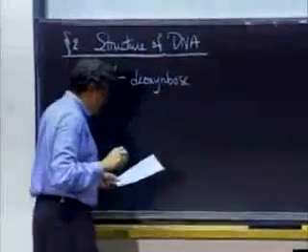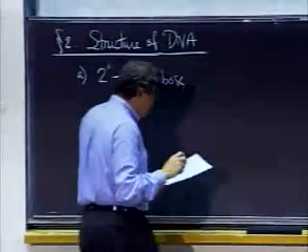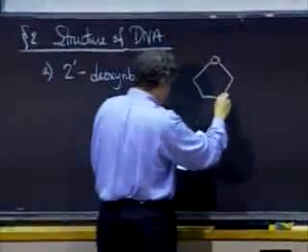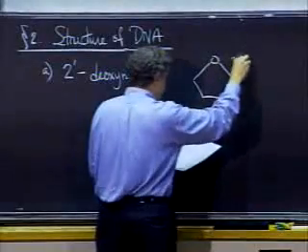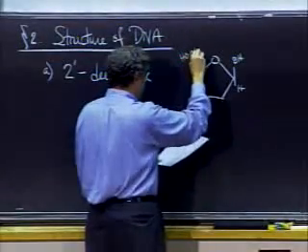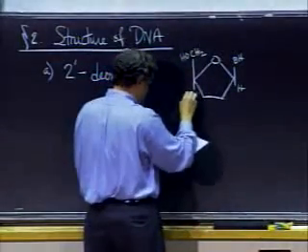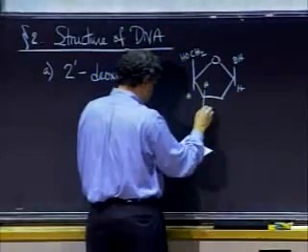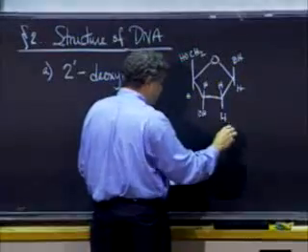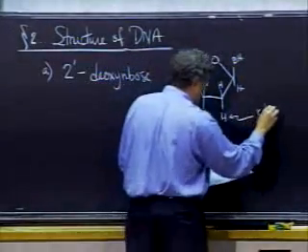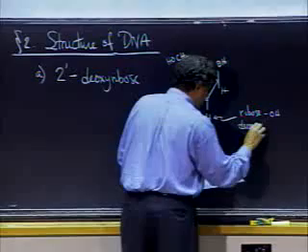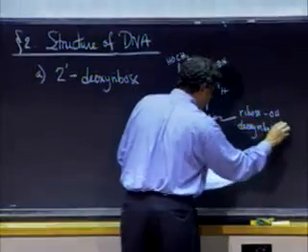2' deoxyribose. So it's a pentose, or almost, it's a deoxypentose. And its structure, and this is an important structure, in order to be a true sugar, to be ribose, you would have a hydroxyl here. Deoxyribose just has a hydrogen there.